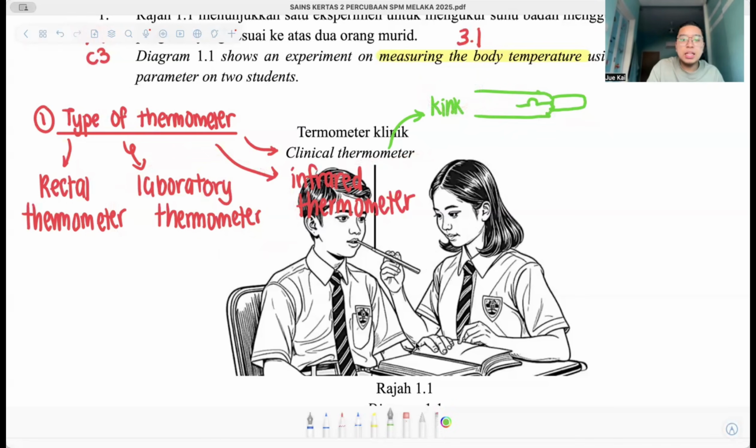Secondly, the clinical thermometer can only measure 35 degrees Celsius to 42 degrees Celsius. Because our body temperature at minimum is like 36.4, 36.3, 36.2.